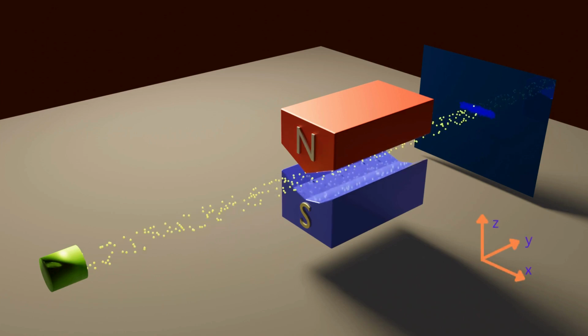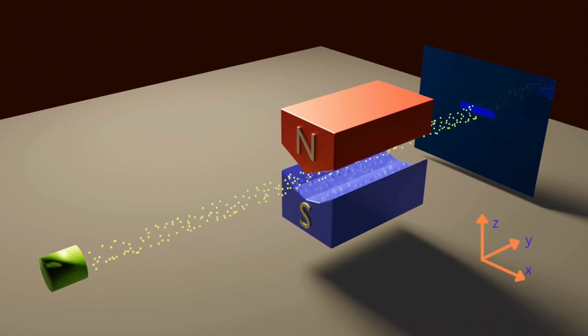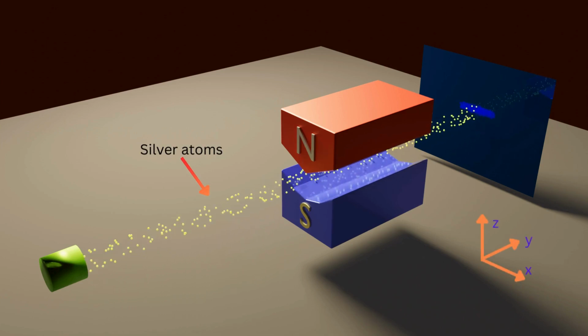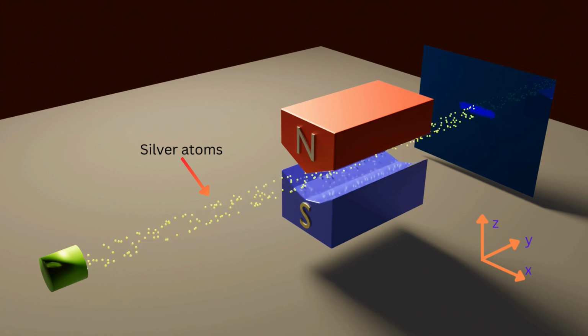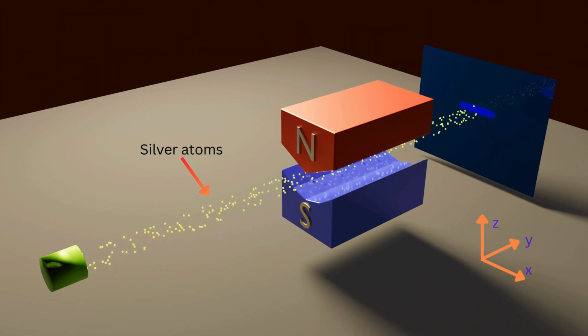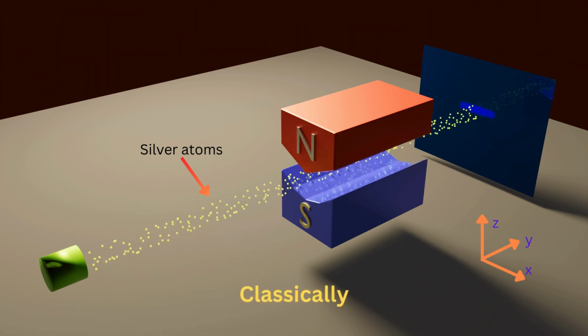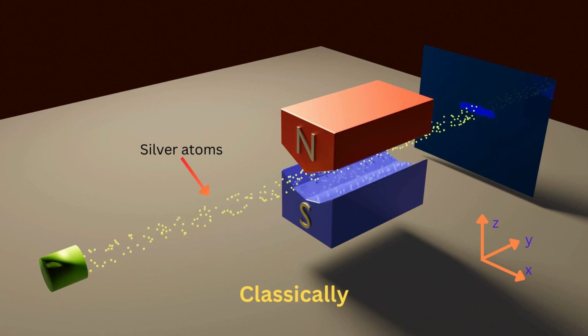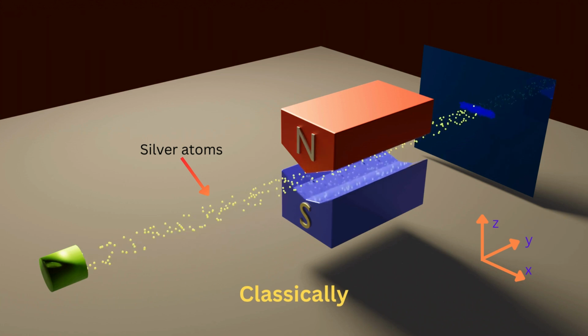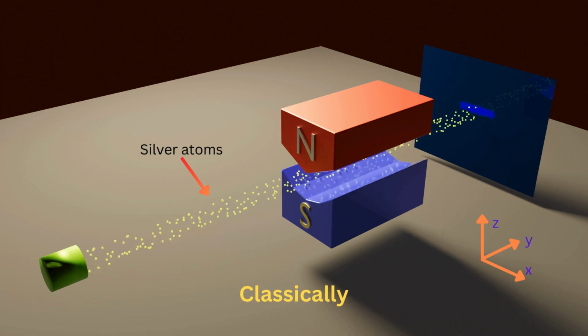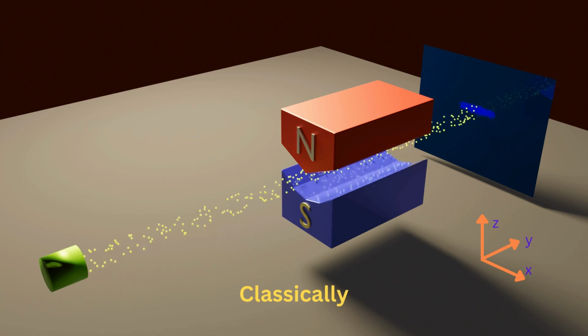This is the basic setup of the famous Stern-Gerlach experiment. Silver atoms pass through a strongly inhomogeneous magnetic field. Its orientation is, for example, along the z-axis. Classically, we would expect an atom of silver to have a magnetic moment in different directions. It actually comes from the negative valence electron in the orbital 4s.